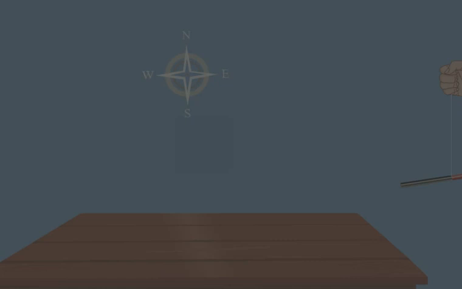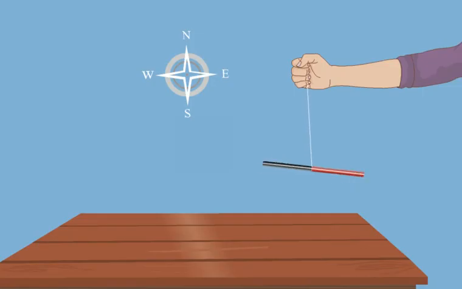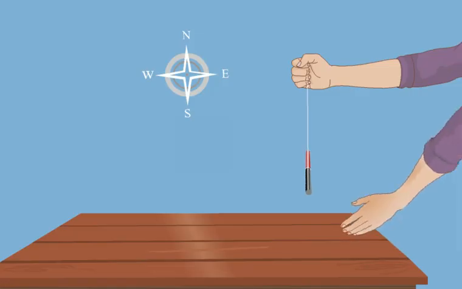Let us perform an activity. Students, take a bar magnet and suspend it freely, as shown here in the figure. You will see that the magnet comes to rest after some time. Now observe the direction pointed by the two ends of the magnet. Again, disturb the magnet a little from its position of rest and allow it to come to rest.